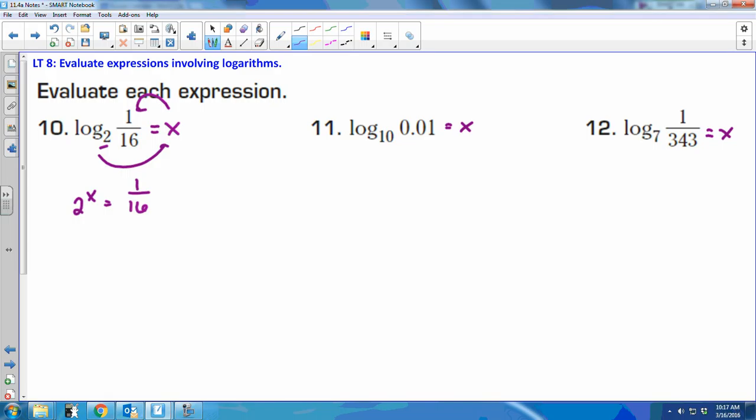So 16 is 2 to the what power? 4th. And so if it's 1/16, that means it's 2 to the negative 4th. So if we use the ideas from learning target 3, I know that x equals negative 4, because the bases are the same. So all that means is that log base 2 of 1/16 is negative 4. So we're going to use the ideas from exponentials to make sure we can figure these out. We're rewriting it as an exponential, and we use learning target 3.